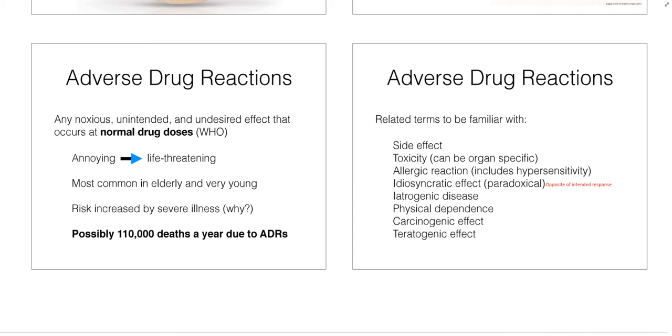The effects of these reactions can range anywhere from being an annoying pest, a little bit of itchiness, no big deal, to life-threatening anaphylaxis, effects on the heart, on the lungs, lots of things. They are most common in the elderly and the very young because those are the people who are most susceptible to any kind of drug issues. Their metabolism systems are not going to work as well. Their excretion systems aren't going to work as well. And they are simply more susceptible to the medications to begin with.